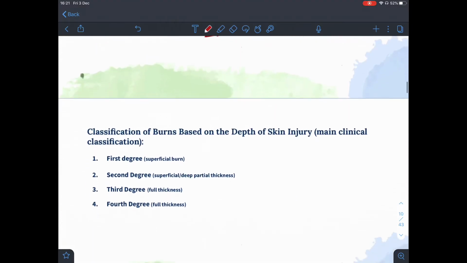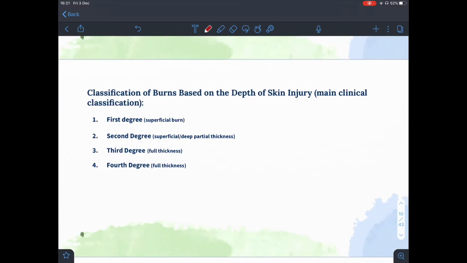حلو، نشوف ال classification of burns based on the depth of skin injury. هذا clinical classification. so بس قبل خلنا نشرح بعدين. طيب so we have first degree, second degree, third degree and fourth degree. These are both full thickness. هذا first degree superficial، وهنا second degree superficial or deep partial thickness. in clinical practice ما يجيك البرن من 1 degree، لا يكون most burns تكون a mix of types.